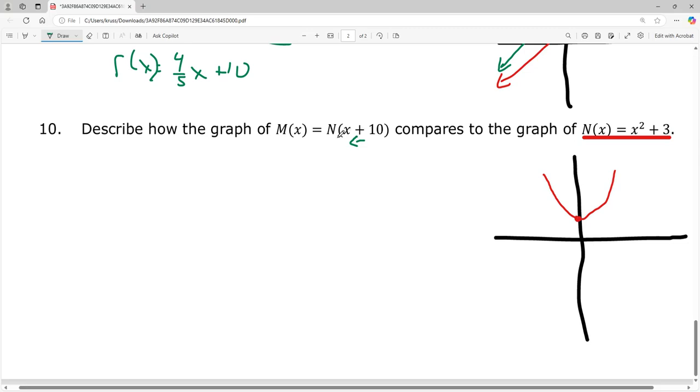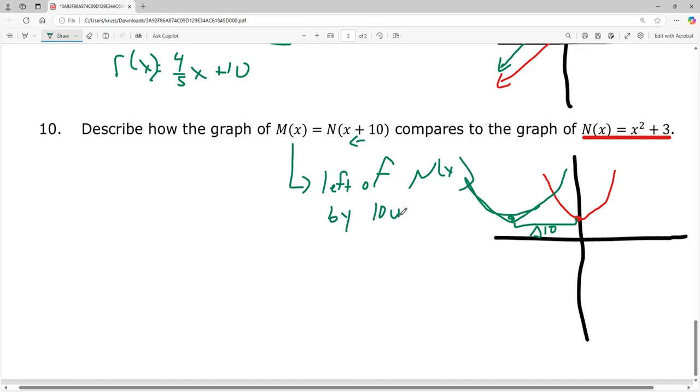Now this n sub x is x squared plus 3, but the x is added 10 to it, right? The plus 3 is a component of this n sub x. So I'm just going to shift this thing over 10, and it's going to look like this, right? And the delta between any point on there is 10. The delta x is 10. So this is saying that m sub x is to the left of n sub x by 10 units.